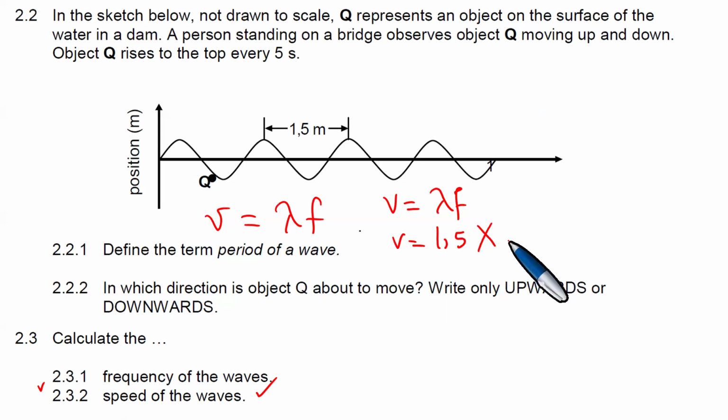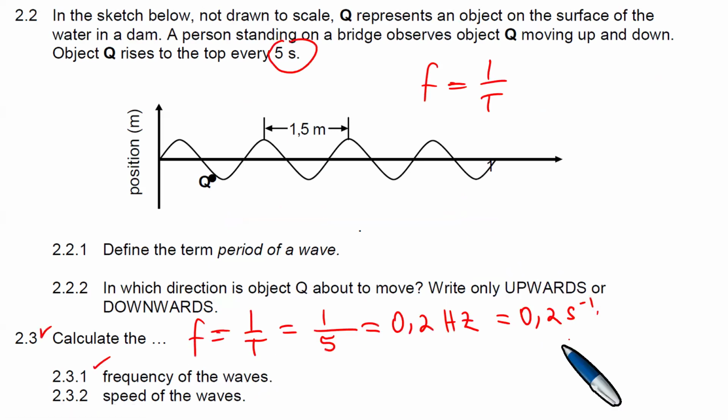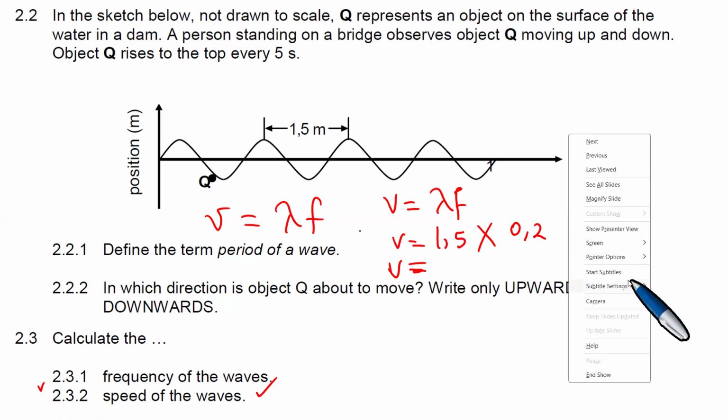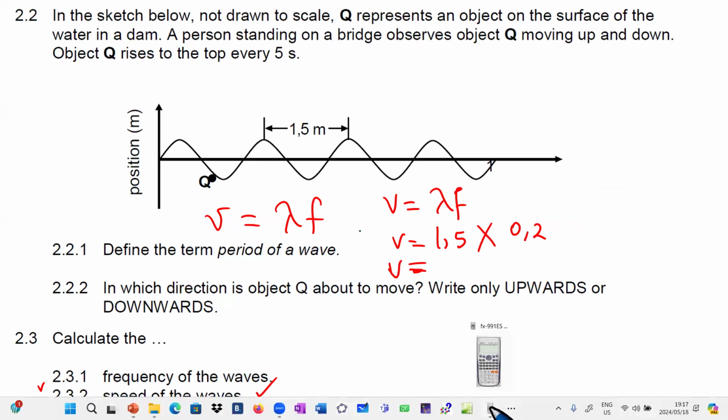1,5 multiplied by the frequency. What is the frequency? We got the frequency to be 0,2 hertz, or 0,2 per second. So we put here 0,2. And therefore the actual speed of the waves is going to be 1,5 times 0,2. We can use our calculator to do that one.